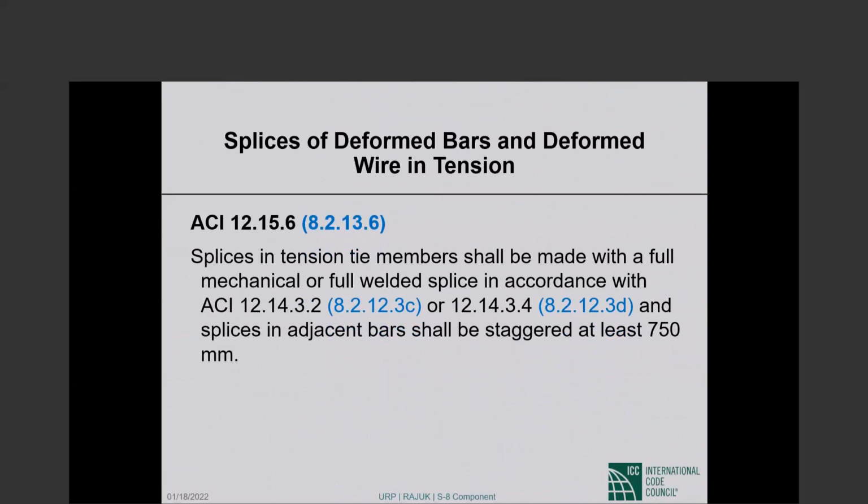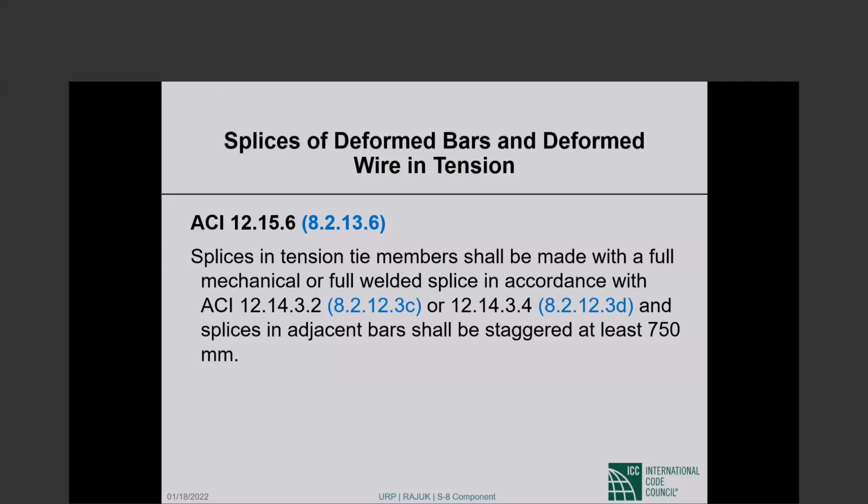Splices of deformed bars and deformed wire in tension. We are on the same subject. Splices in tension tie members. These are tension tie members. Splices in tension tie members shall be made with a full mechanical or full welded splice in accordance with section such and such, and splices in adjacent bars shall be staggered at least 750 millimeters.